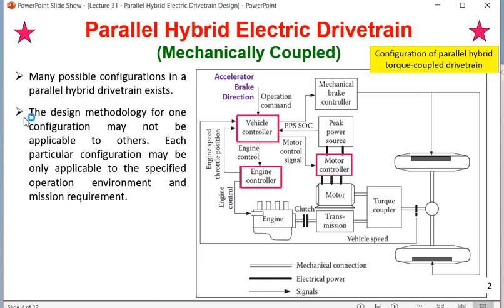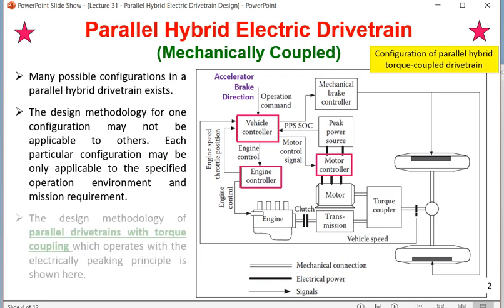So the design methodology for one configuration may be applicable to the other. Each particular configuration may be only applicable to the specified operation environment and mission requirement. So whenever you are asked 10 marks for this question, you have to first explain the vehicle controller, engine controller, motor controller, about these commands, and then keep on explaining the internal part. There is the peak power source, motor, transmission, engine and all, and finally you should talk about all the sensed parameters.